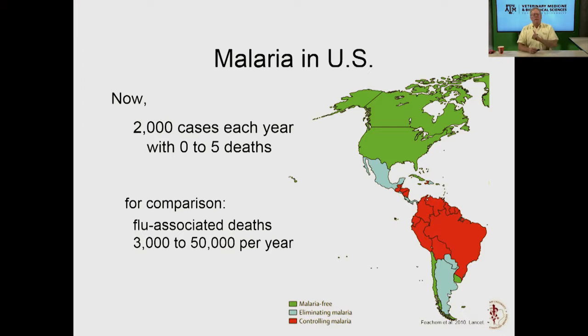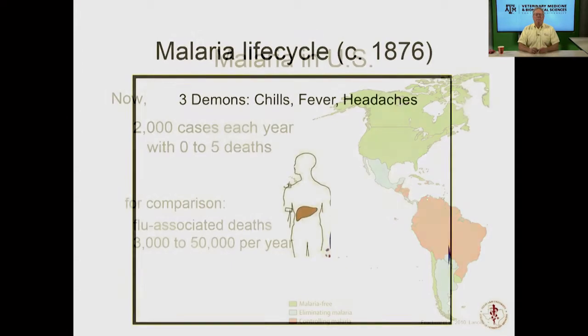Put this in perspective. Flu. We have flu that comes through every year in the US. There are roughly 3 to 50,000 people who die each year due to flu. So you can see flu is more of a problem in the US than malaria. But malaria is a global problem. It is a worldwide problem.